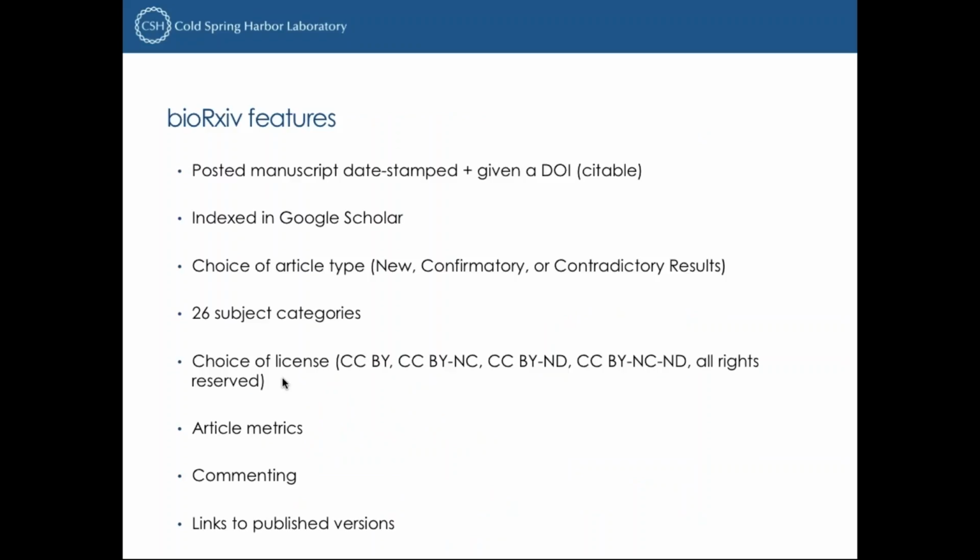Just a quick run through the BioArchive features. Every manuscript is date stamped, given a DOI, indexed in Google Scholar. The author gets to choose if it's new, confirmatory, or contradictory results. The latter two categories provide an opportunity for dissemination of work on reproducibility. There's a variety of subject categories, a choice of licenses that the author can adopt. We provide article metrics, commenting, and links to the published version.